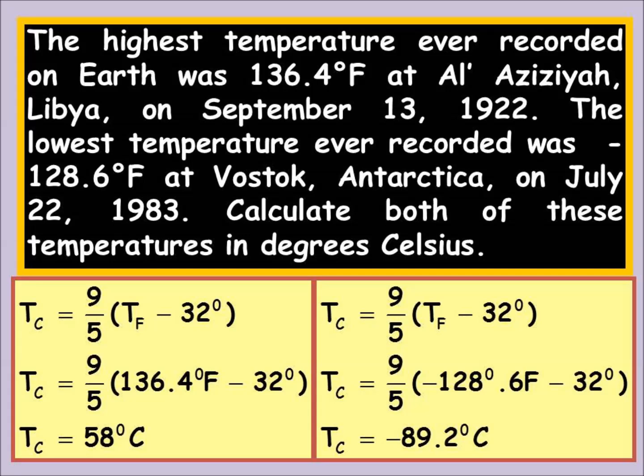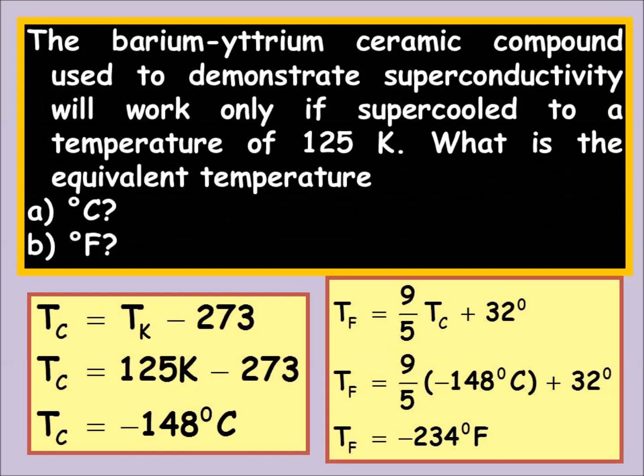So that's a way to try to remember things, in Celsius as opposed to Fahrenheit. The barium yttrium ceramic compound used to demonstrate superconductivity will work only if supercooled to a temperature of 125 Kelvin. What is the equivalent temperature in degrees Celsius and degrees Fahrenheit? There's the equation. So it'll be negative 148 degrees Celsius. You're simply subtracting 273 from it. Then you're using the given equation for degrees Fahrenheit.